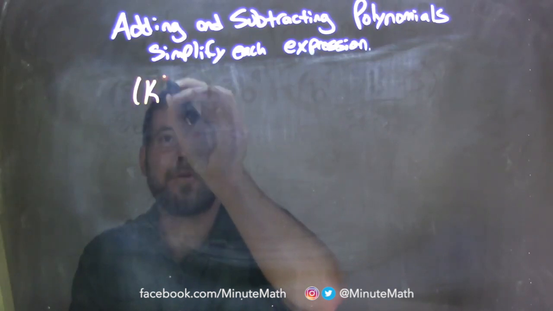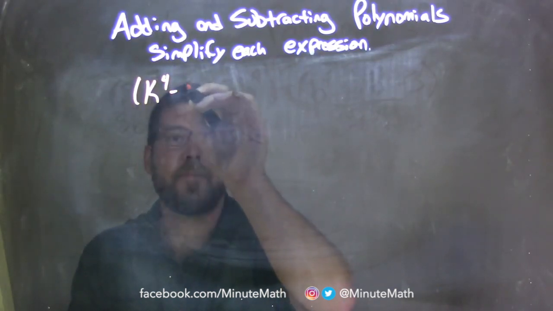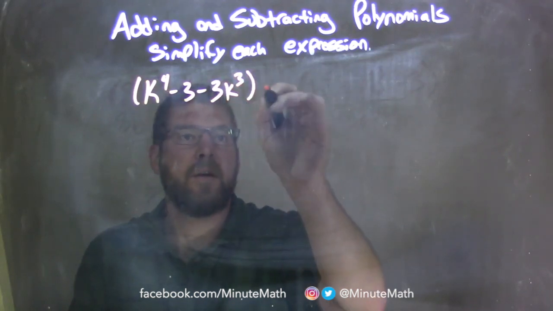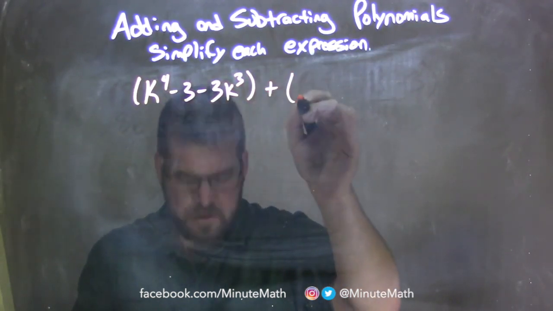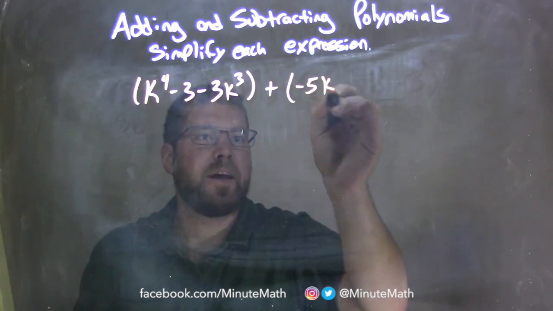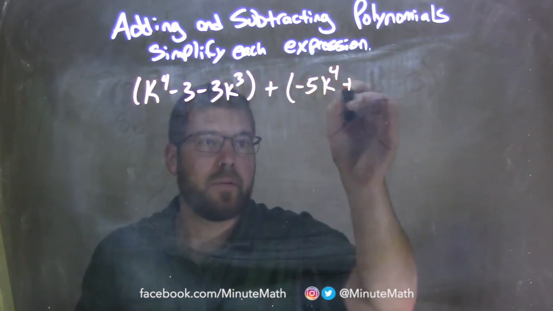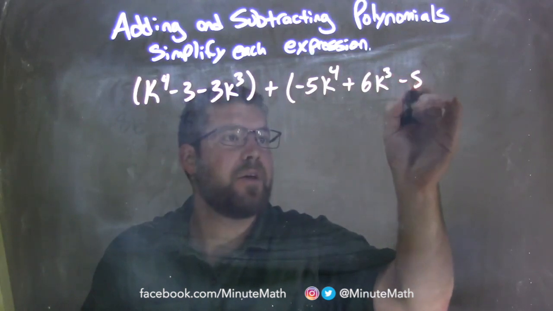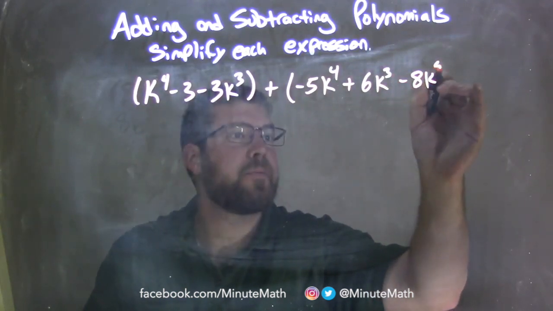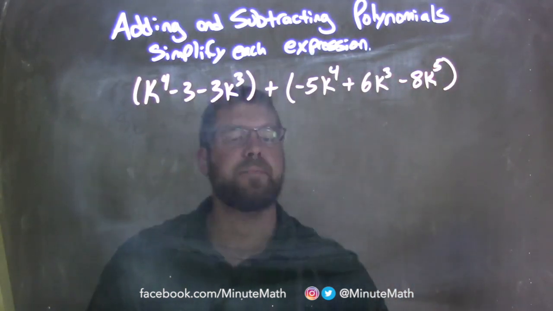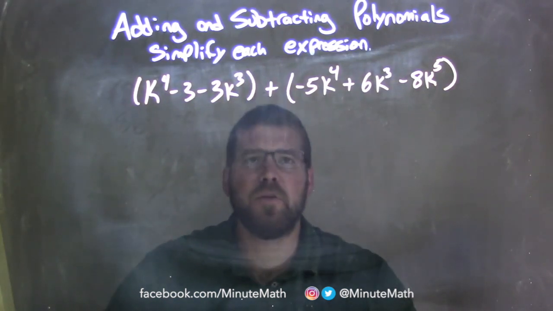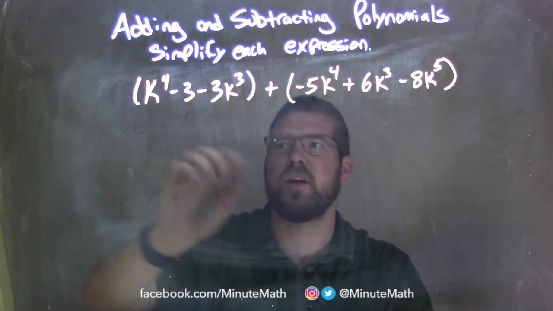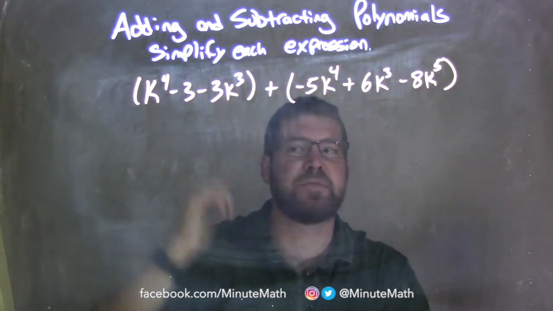k to the fourth minus 3 minus 3k squared, 3k to the third, and parentheses plus a negative 5k to the fourth plus 6k to the third minus 8k to the fifth. Okay? Well, what I need to do now is I'm going to, since I only distribute the plus sign across, so it's addition, I'm going to make everything be adding a negative instead of subtraction.